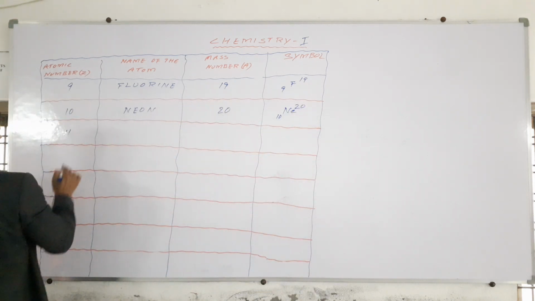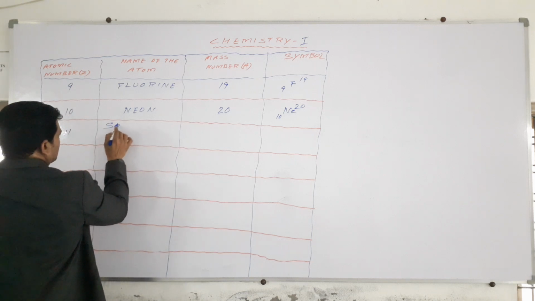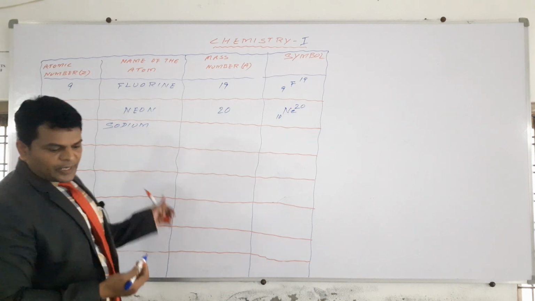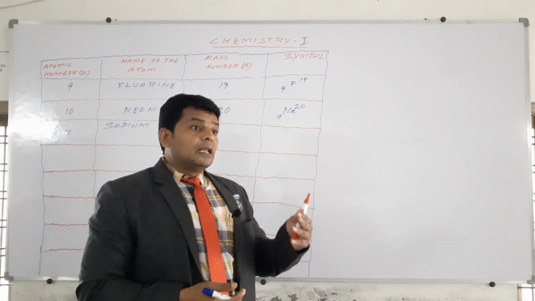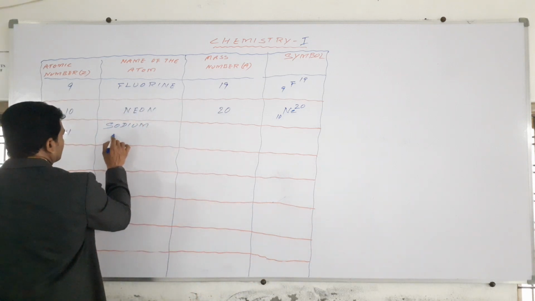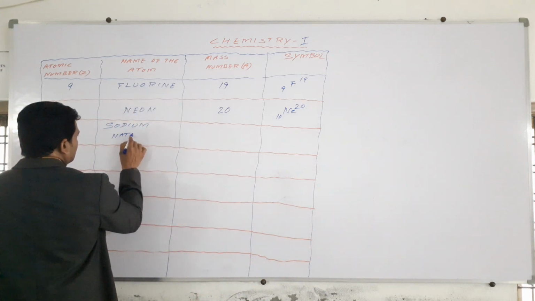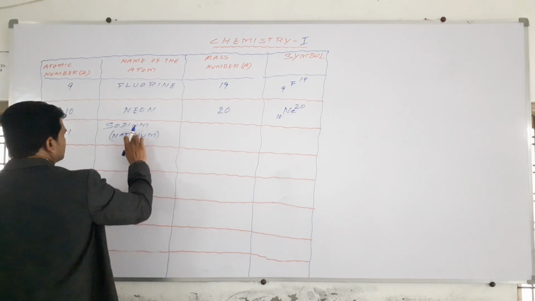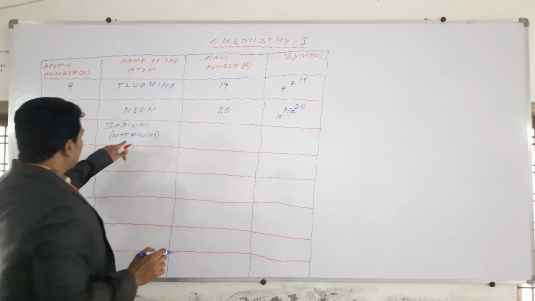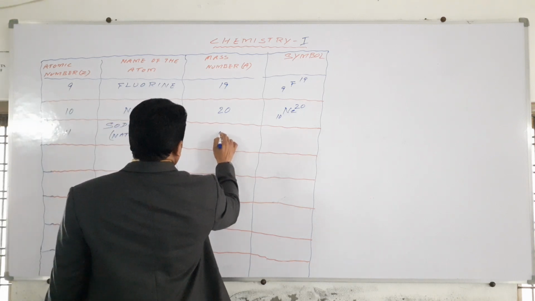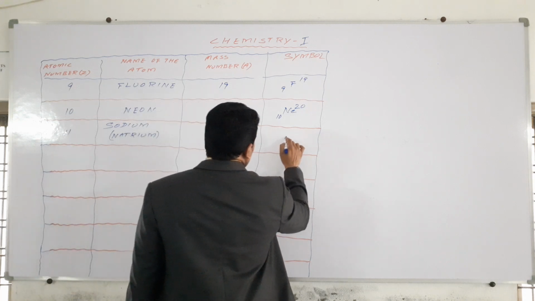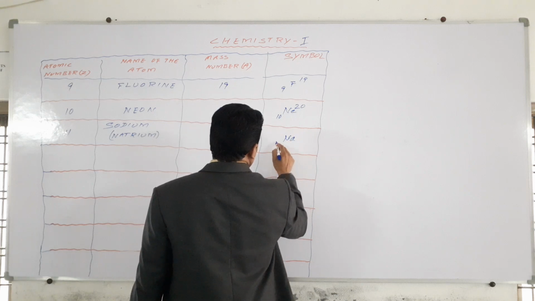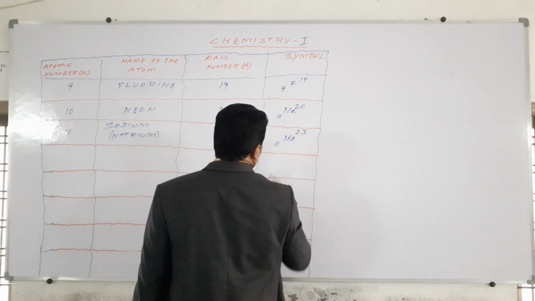Then atomic number 11, sodium. Its chemical name is sodium. But Latin name is natrium. On chemical name we may give symbol Na. It is its symbol Na 11 23.